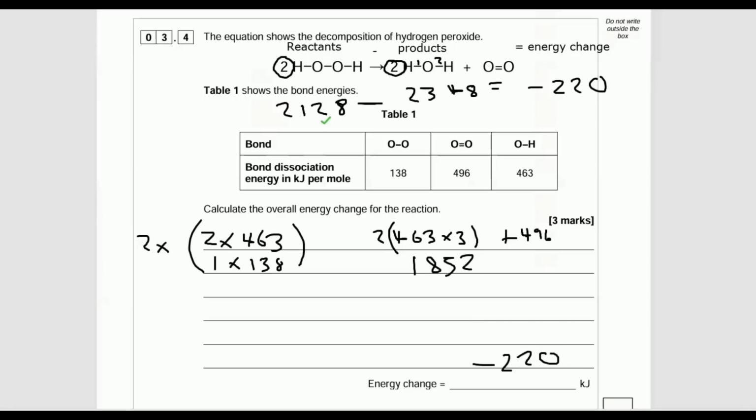And essentially what you're getting the marks for here, folks, you're getting 1 mark for 2128, 1 mark for 2348, 1 mark for doing the sum and getting the answer. 3 marks. Beautiful.